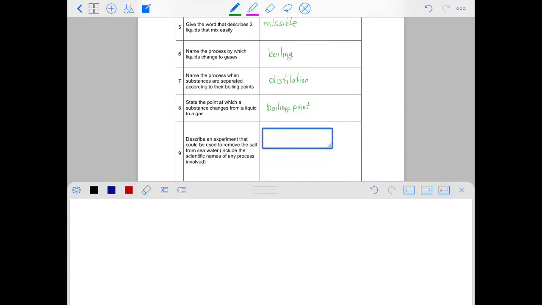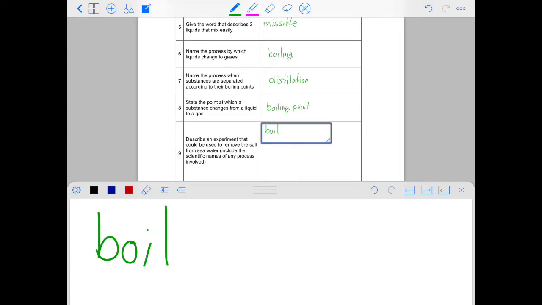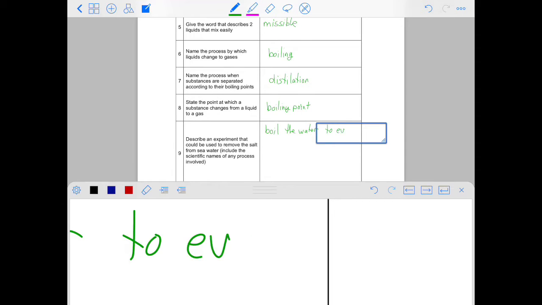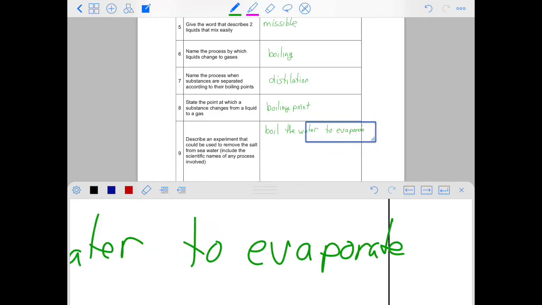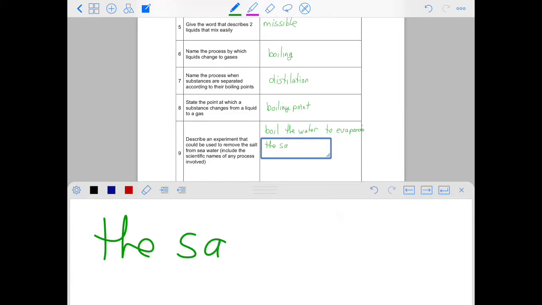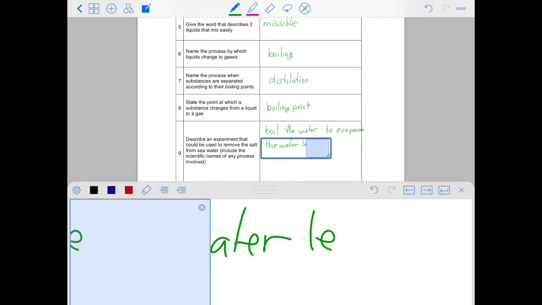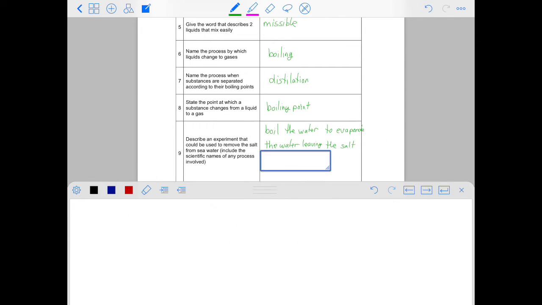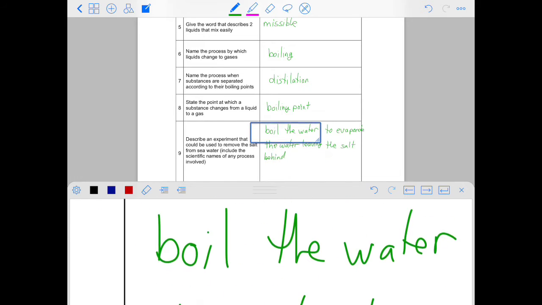And last but not least, an experiment that could be used to remove the salt from seawater, including the scientific names of any of the processes involved. So something you could do, if you're looking to get just the salt, is you would boil the water to evaporate the water, leaving the salt behind. That's one way you could do it.